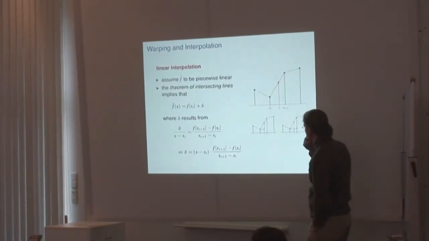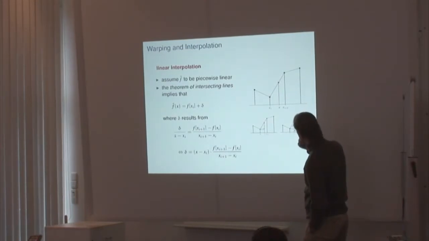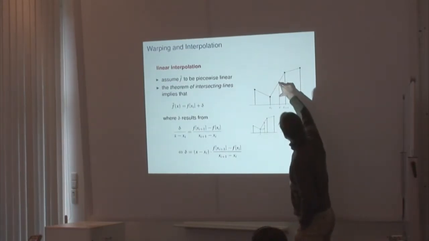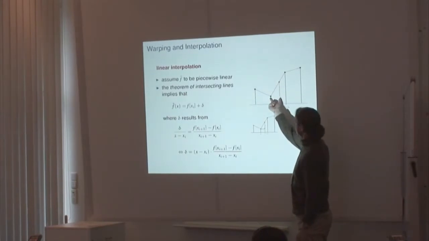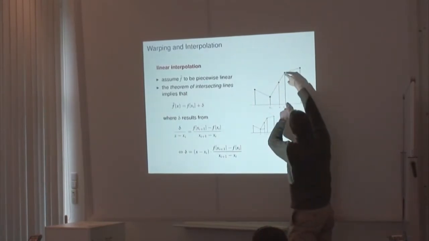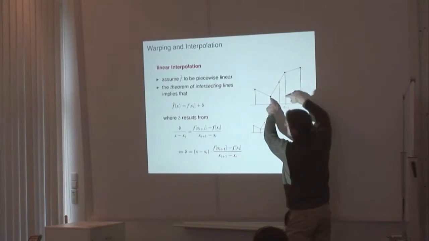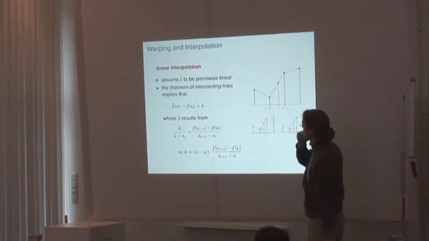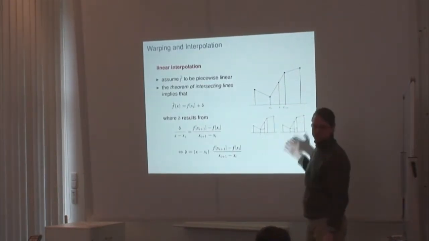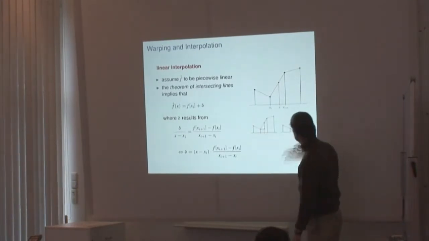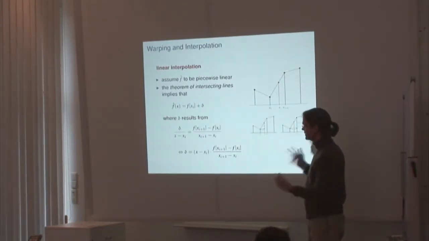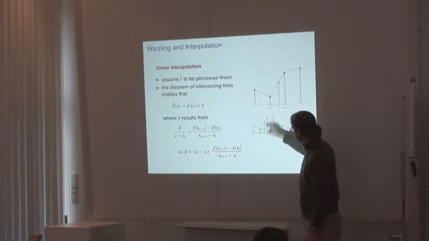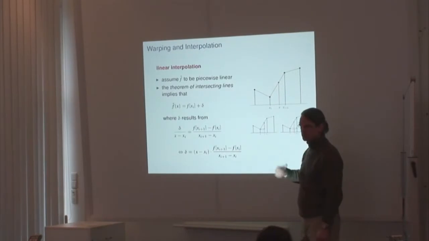And we know that this length is to this length what this length is to this length, right? This is the so-called theorem of intersecting lines. This picture says it all. Once again, this length is to this one as this to that. We can use that to compute the length of this line segment here, right? And if we add this length to this value, we end up here, and that is basically our interpolation point.